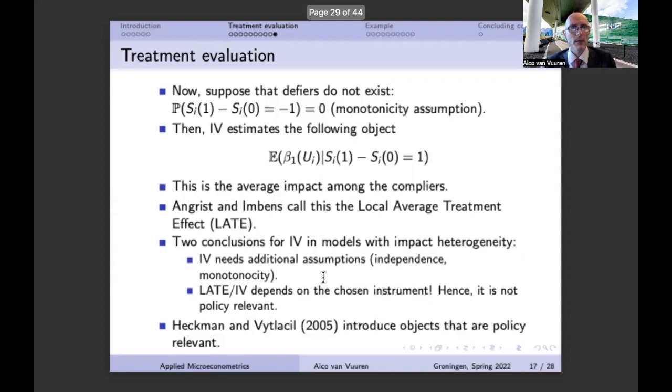However, in the case that we make one additional assumption, namely that the probability that Si1 minus Si0 is equal to minus 1 is equal to 0, which is usually called a monotonicity assumption, then we can do a little bit more. But before I'm going to show that, the question of course arises, what is this assumption? Well, this assumption actually says nothing else than that we rule out the possibility that there are so-called defiers.